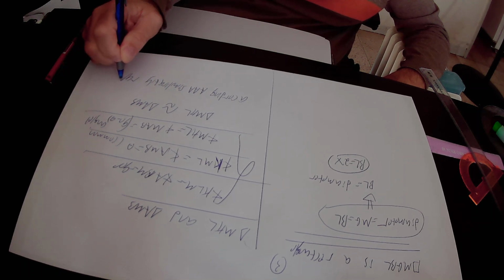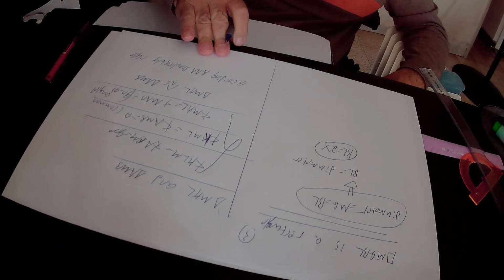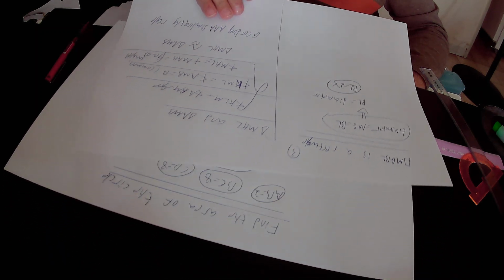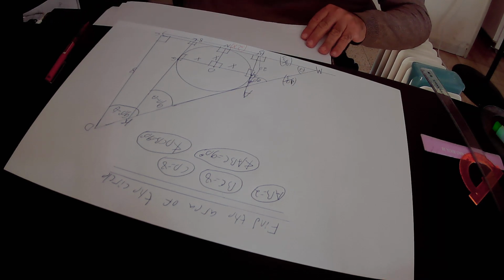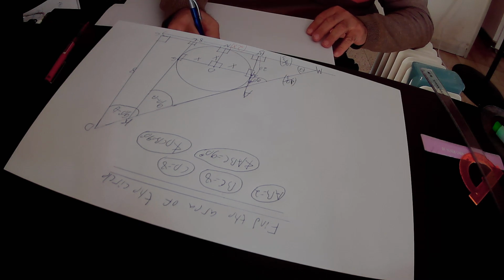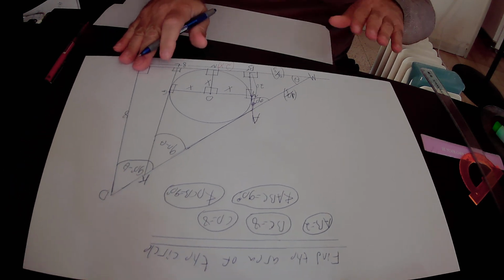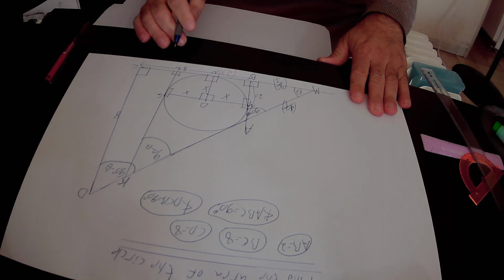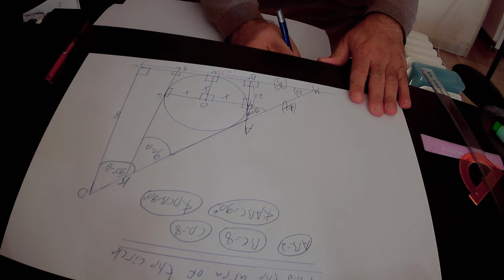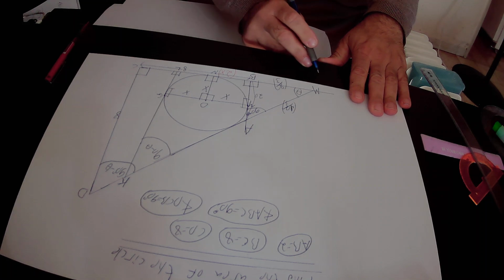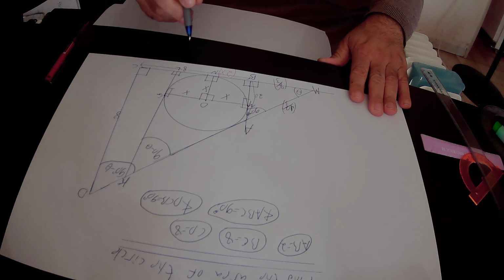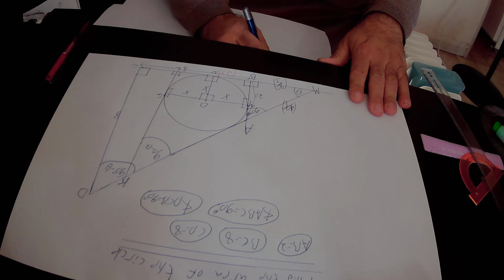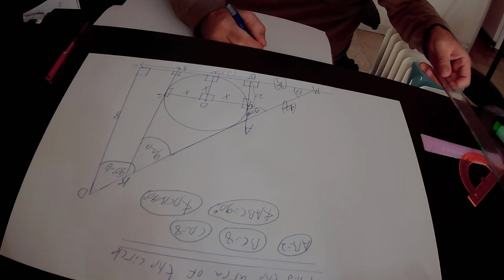And from the fact that the two right triangles are similar to each other, we conclude that the following relationship exists between their sides. We conclude that ML in the big triangle over MB in the small triangle equals KL in the big triangle over AB in the small triangle. I'll repeat again.